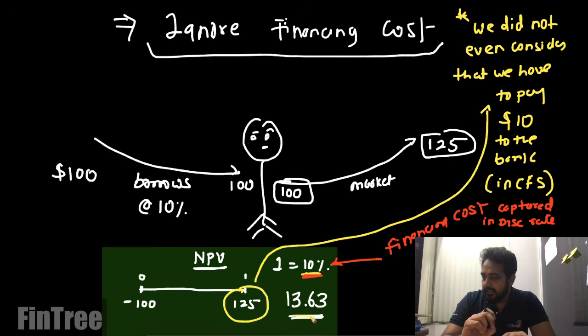Someone is asking how timing affects. Timing affects because 100 received at year 1 or year 2, these are different amounts. So you have to consider the timing of the cash flows.